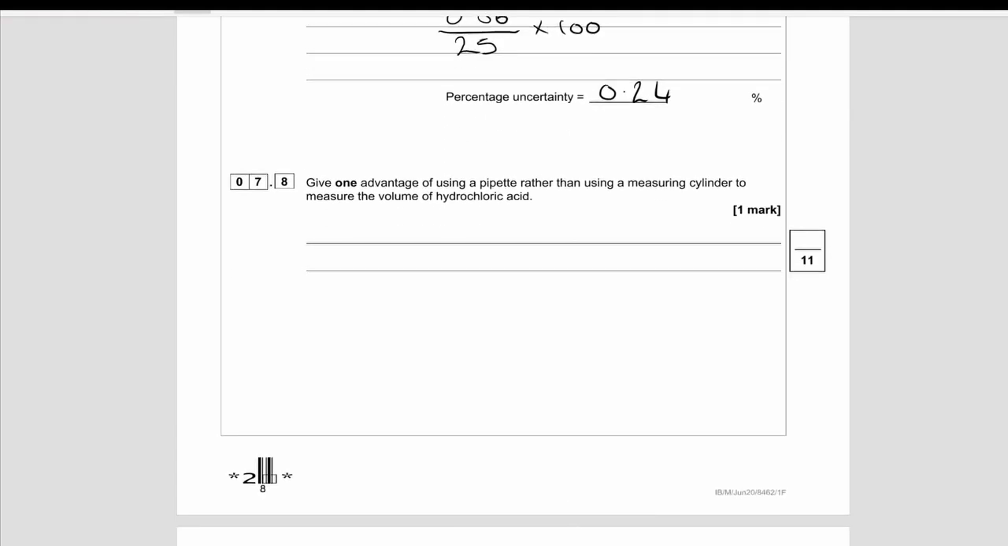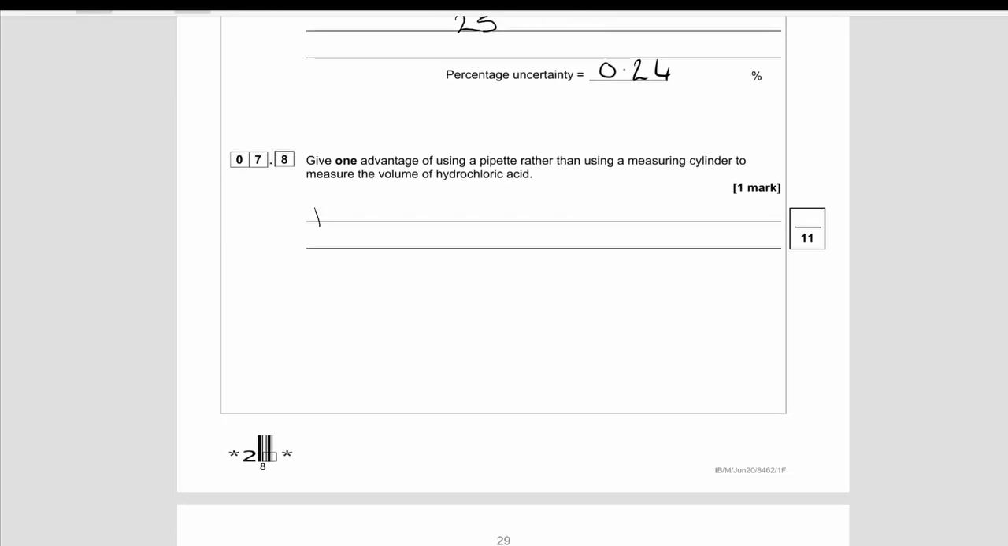Question 7.8 says, give one advantage of using a pipette rather than using a measuring cylinder to measure the volume of hydrochloric acid, and it's because the pipette measures volumes more accurately.